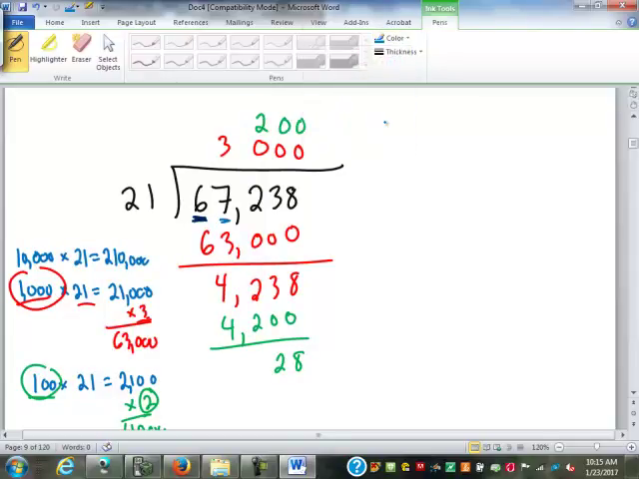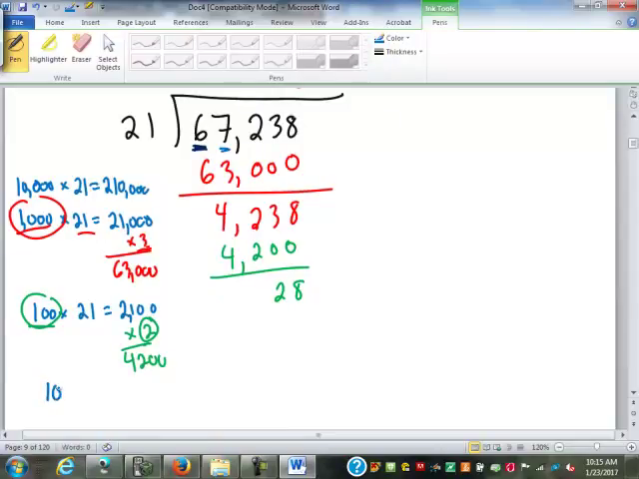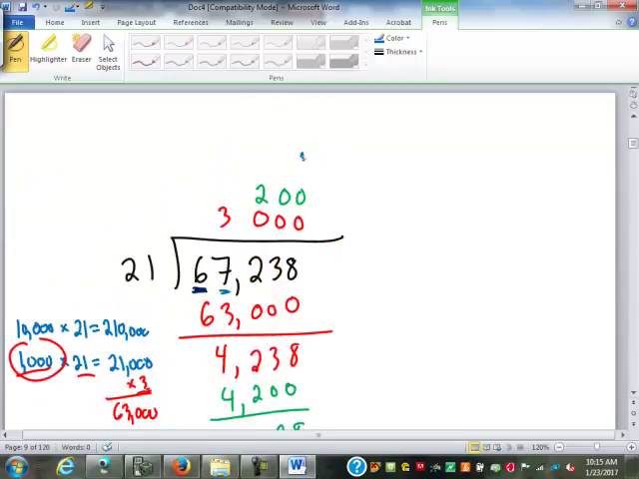Next place value is 10. 10 times 21 is 210. Can we subtract that from what's left? Nope, too big. Last place value is 1. 1 times 21 is 21. We can subtract that only once, right? Minus 21 leaves us with 7. So we subtracted 1 more 21. So when you take 67,238 divided by 21, it's 3,201 with a remainder of 7.